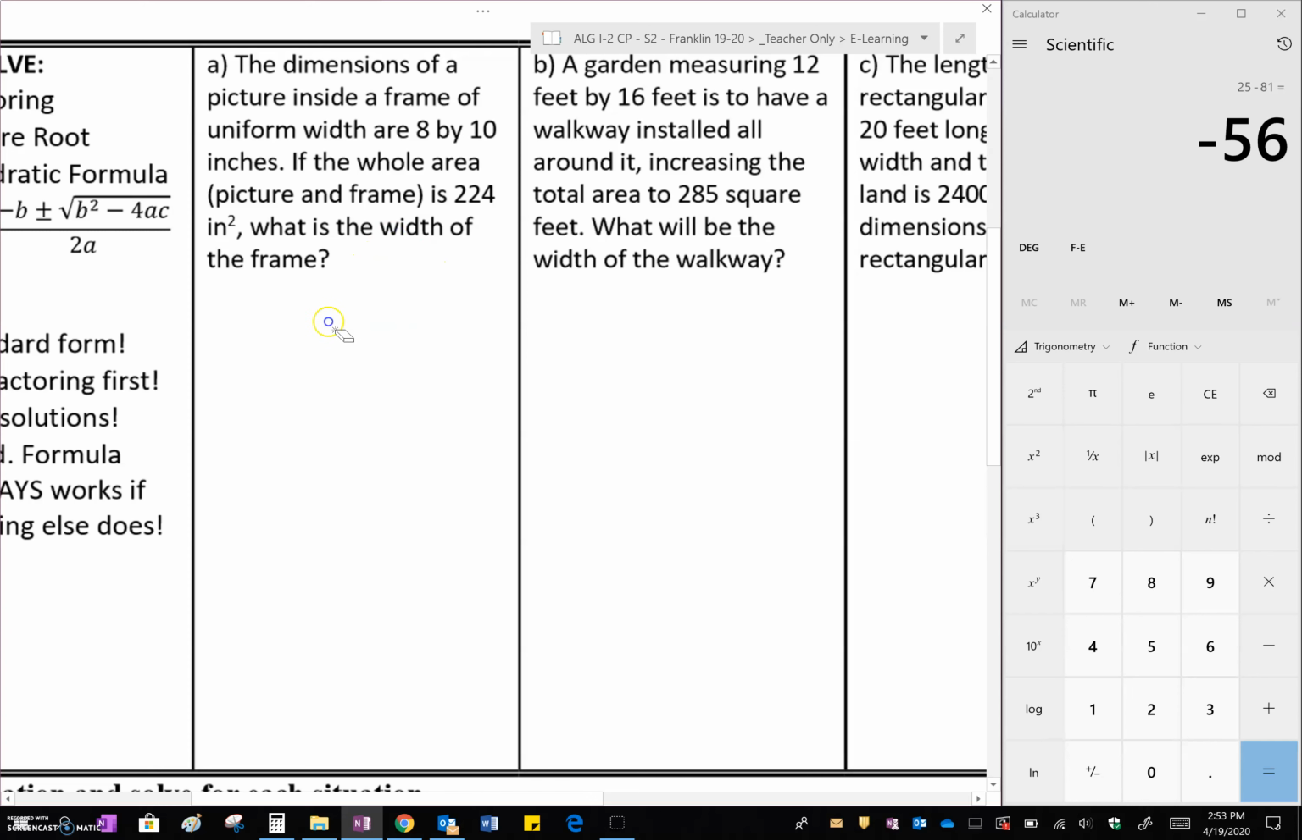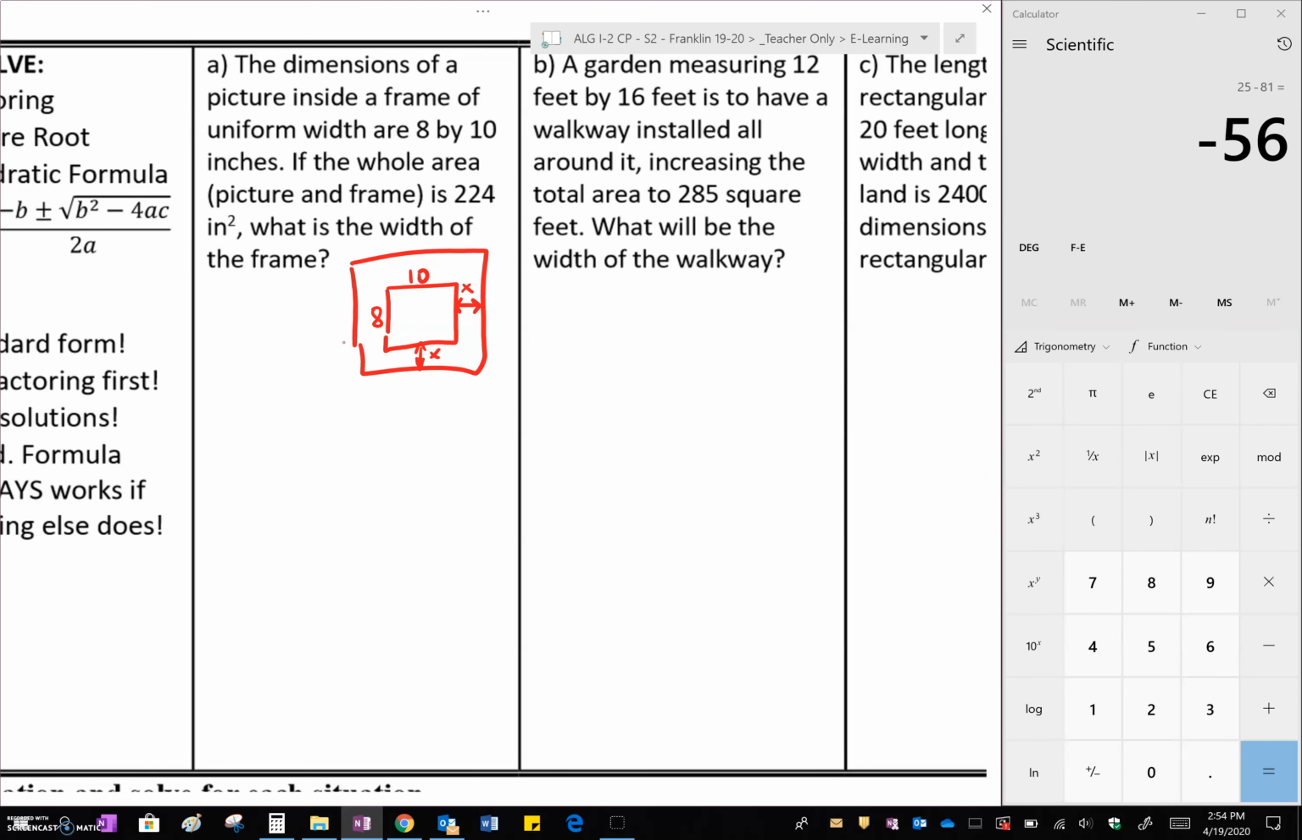So if we think about a picture, inside a frame, okay, the picture is 8 by 10. So let's say 8 by 10 here. And the frame is some uniform width, we don't know. So let's call that x. And it's the same width, x, around the entire frame. So if the whole area, the entire thing, is 224 inches squared, what's the width of the frame? So we're solving for x.